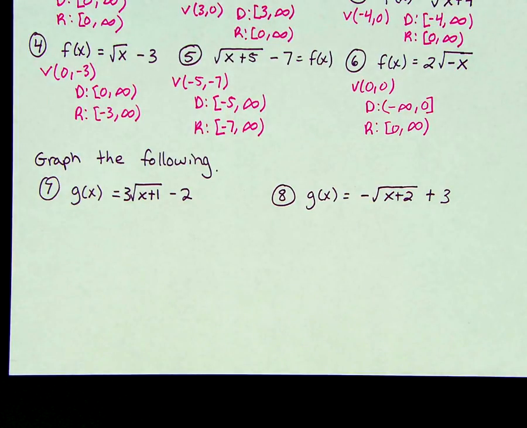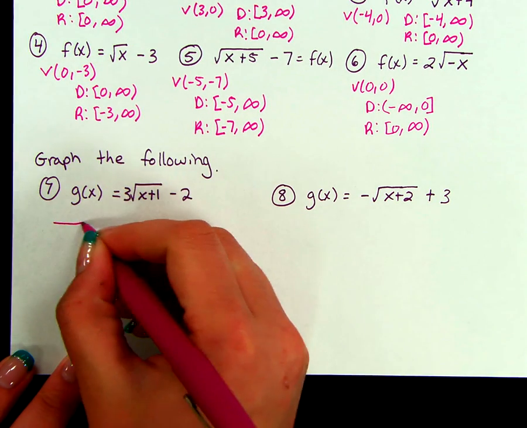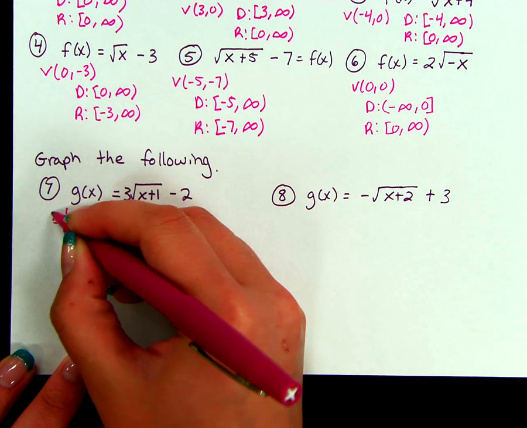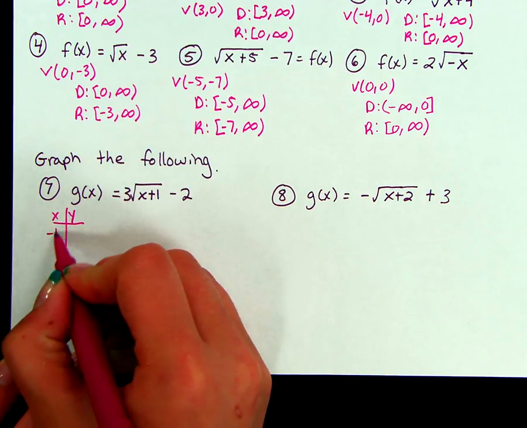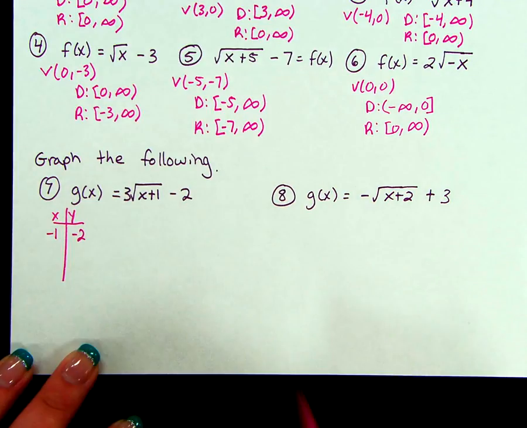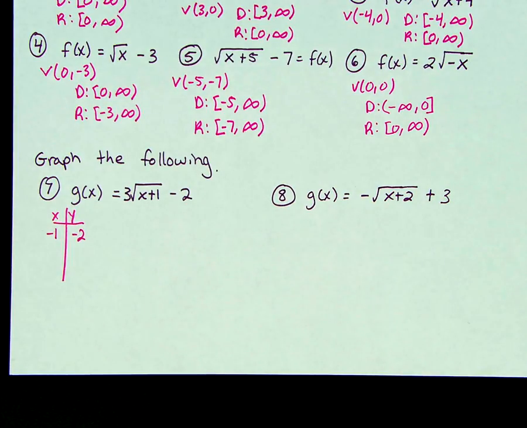All right, the next part of the lesson, we're going to talk about graphing the square root equation. So before we graph, again, it's important that we do the vertex, so identify what that is. And we're actually going to make a t-chart. So my vertex is -1, -2.